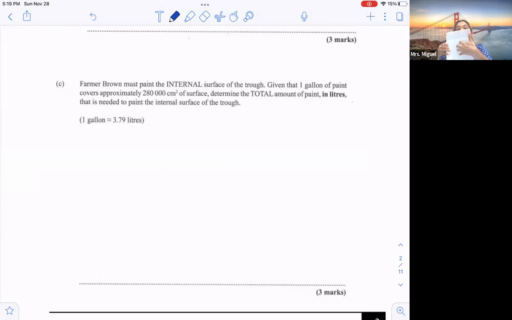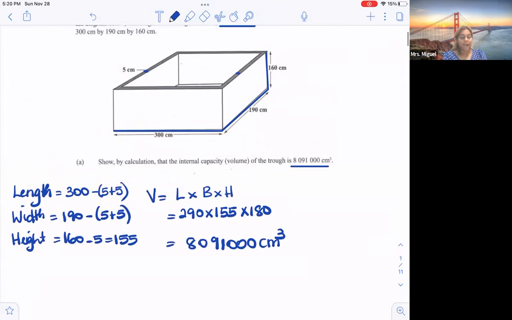And this side here is the big face, right? Because the top of the box is open. So Farmer Brown only painted 5 sides of this box, the internal, right? So let's go back. So we have 5 faces.